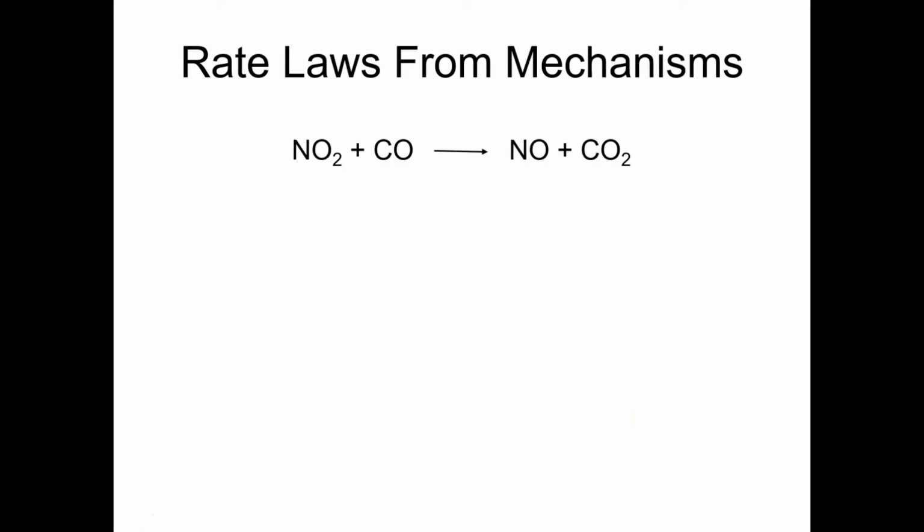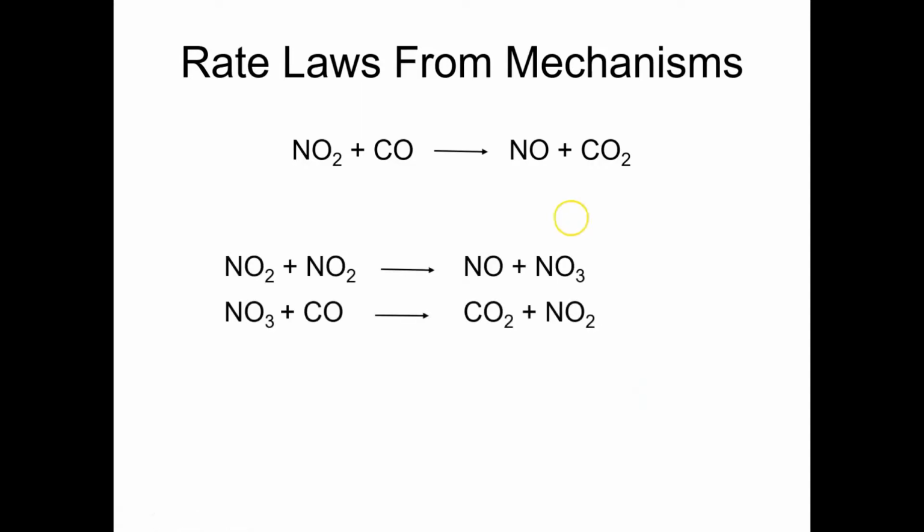Let's look at one more example, which is the reaction of nitrogen dioxide with carbon monoxide to give nitrogen monoxide, or nitric oxide, plus carbon dioxide. This turns out to be a 2-step mechanism as well. Interestingly, in the first step, 2 molecules of nitrogen dioxide get together to give 1 molecule of nitric oxide plus this intermediate, nitrogen trioxide. Nitrogen trioxide then quickly reacts with a molecule of carbon monoxide to give you carbon dioxide plus nitrogen dioxide.